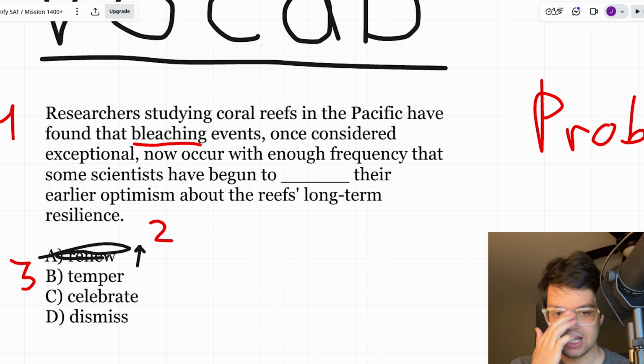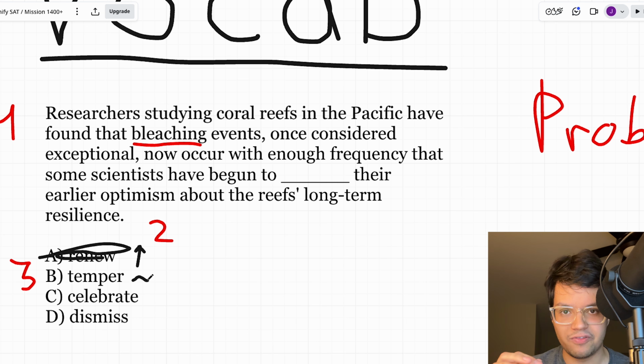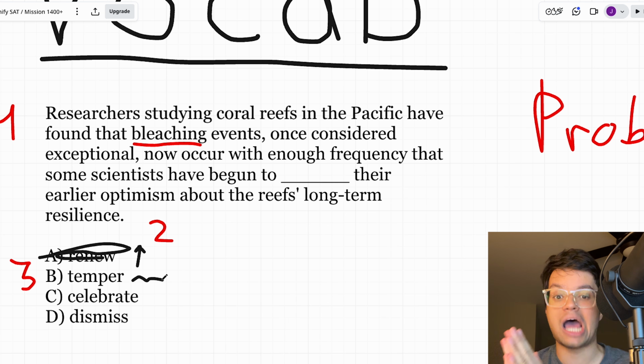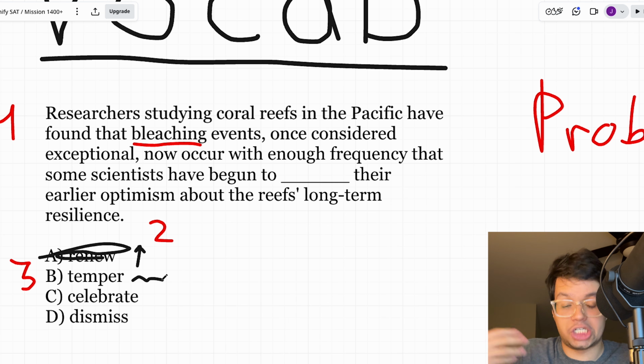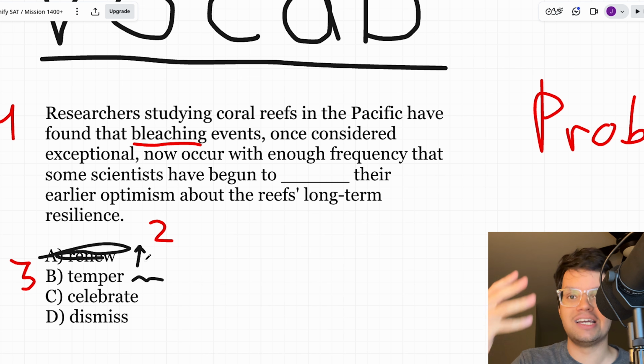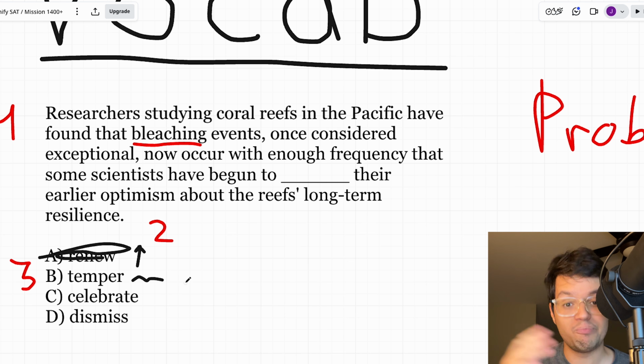Then we have temper. I'll be honest, I kind of have an idea of what this means. I'm moderately confident, I guess you could say. I believe temper means something like decrease or lower, or at least make something a little bit less high than the highest. So if I were to temper my expectations, I would essentially lower my expectations. So I have moderate confidence in the word, but a very high likelihood of it being right. Therefore B is going to be right.